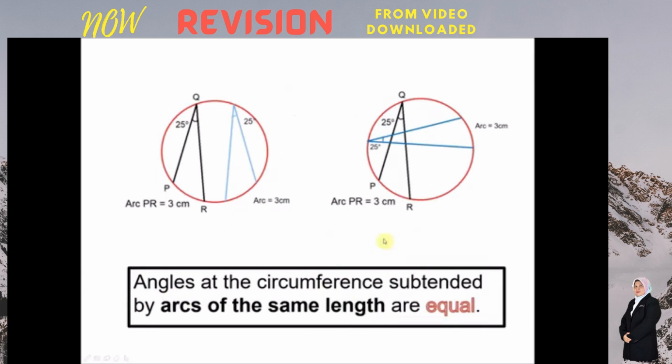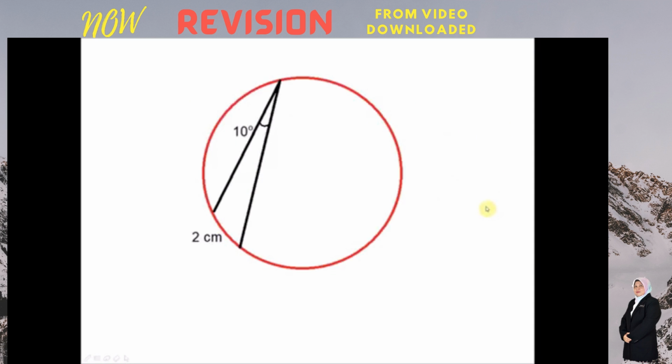The second property we learned is that angles at the circumference subtended by arcs of the same length are equal. So if the arc PR is 3 centimeters, and this arc here is also 3 centimeters, then the angles subtended by these two arcs will have the same value, which is 25 degrees. The same applies here. If this arc is 3 centimeters and we form another angle subtended by another arc which is 3 centimeters, the angles have the same value. They are equal if the arcs have the same length. And today we're going to continue with the next property.